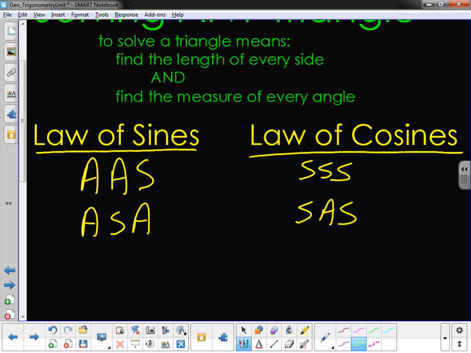Now, here's the catch. If I'm given that nasty side-side-angle, that falls underneath the law of sines. I can still use the law of sines to solve that problem, but this is one you'll have to watch the next video on. It's called the ambiguous case, and it happens when we're given the side-side-angle combinations. More about that in the next video.